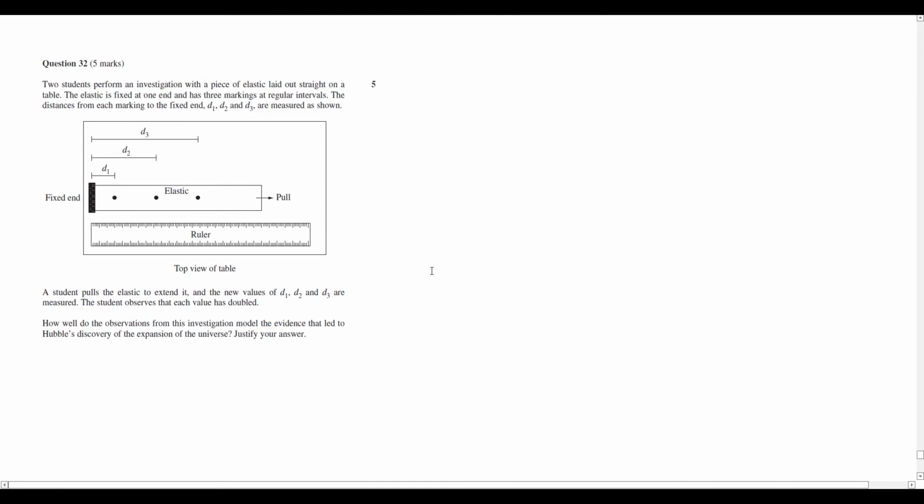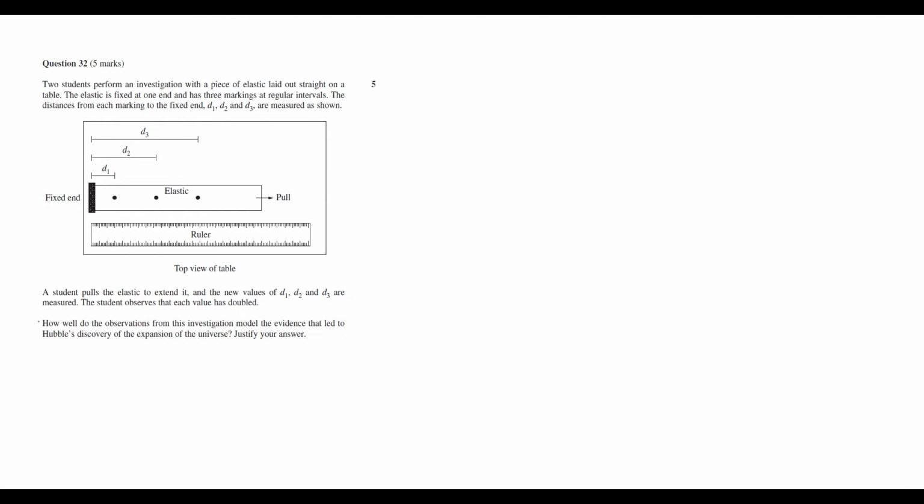Two students perform an investigation with a piece of elastic laid out straight on a table. The elastic is fixed at one end and has 3 markings at regular intervals. The distances from each marking to the fixed end, D1, D2, and D3, are measured as shown. So there's our different markings, and that's the differences in the distances there. A student pulls the elastic to extend it, and the new values of D1, D2, and D3 are measured. The student observes that each value has doubled. So how well do the observations from this investigation model the evidence that led to Hubble's discovery of the expansion of the universe? And we need to justify our answer.